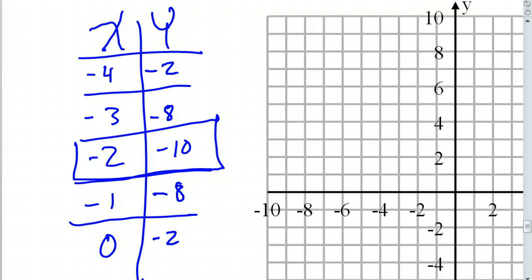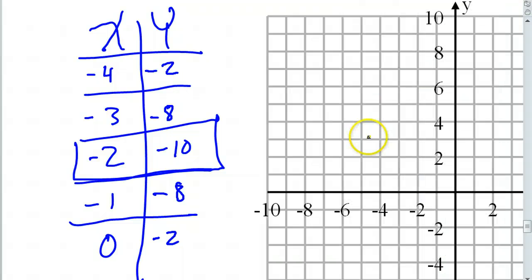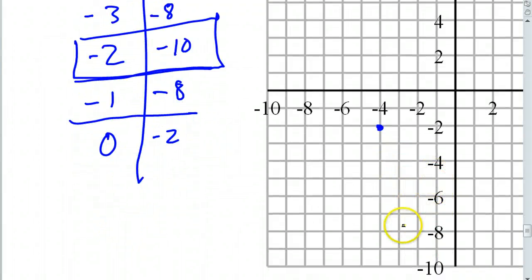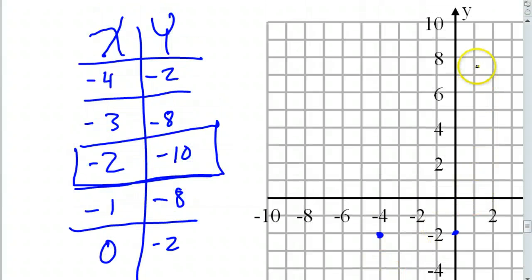Obviously we could have gotten all that off of our calculator using the table feature. Well, let's pretend we did that. So negative 4, negative 2, negative 3, negative 8, negative 2, negative 10. Well, that's right on the borderline. Can you give me an extra value? I have a feeling another value will fit. 1, 8, or negative 5, 8. Don't forget to include the extra value if it fits. It's mandatory. It's not optional.